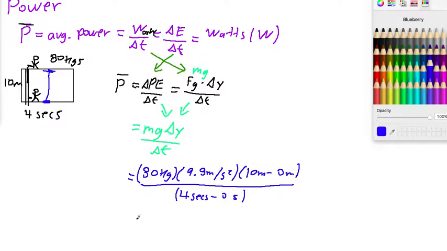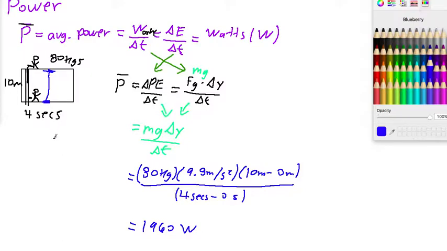Now this is a moment where I tell you to pause the video and put these numbers in your calculator and make sure you're getting the same numbers we are getting. After putting all this into our calculator, we get 1,960 watts. That is the power that you are exerting by going up 10 meters in 4 seconds.